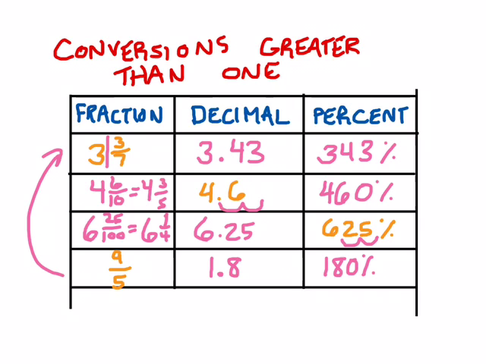So hopefully what you're seeing is that conversions when you've got a value greater than 1 or some whole numbers in there are actually really not that different. Mostly we just ignore the whole numbers and work with the pieces and keep the whole numbers as they are.